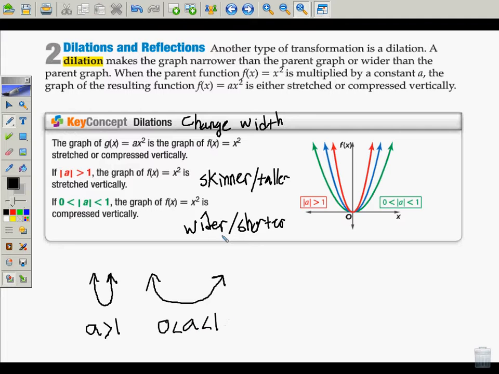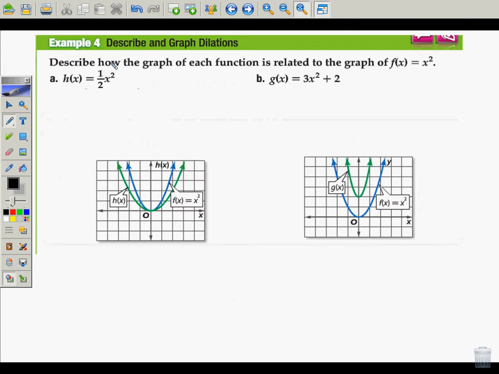So looking at our examples, we have h of x equals 1/2 x squared. We want to describe how these are related to the parent function. Well, you can even see the blue is my original, the green is my new. Obviously, the graph got wider. And you don't have to say how much wider it got. Just understand we multiplied by something between 0 and 1, so the graph's going to get wider. And then here in the second one, we multiplied by something bigger than 1, so we know the graph got skinnier.